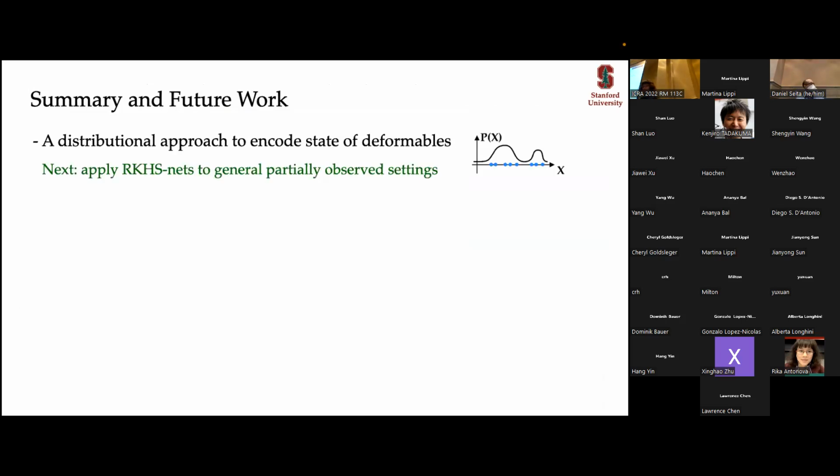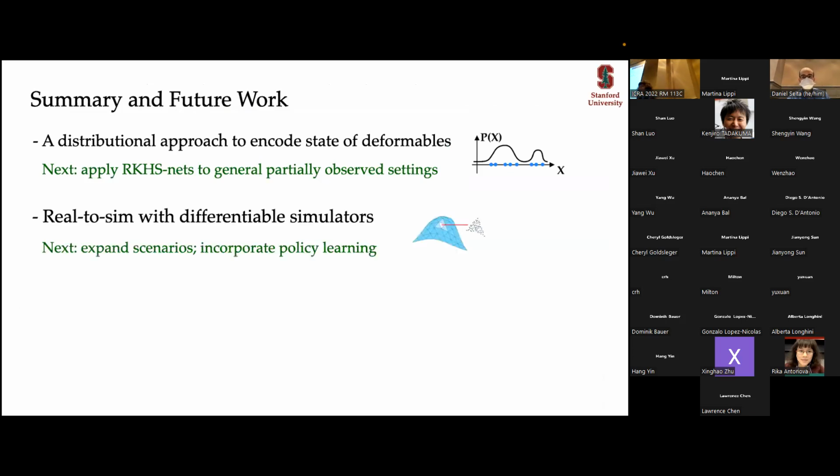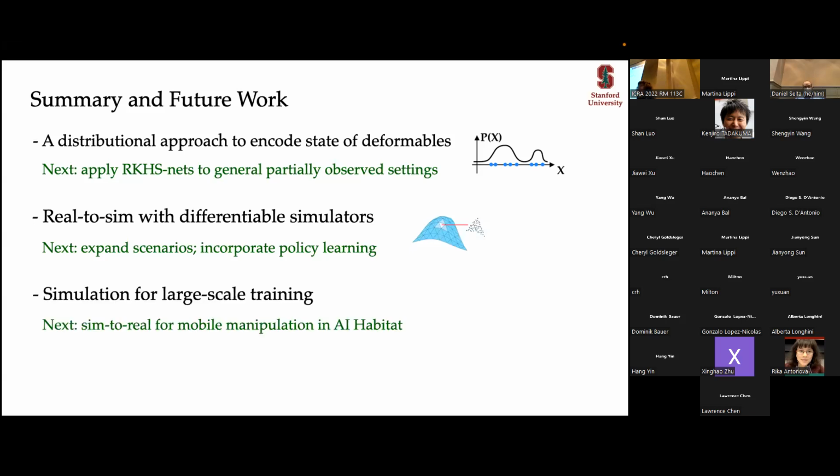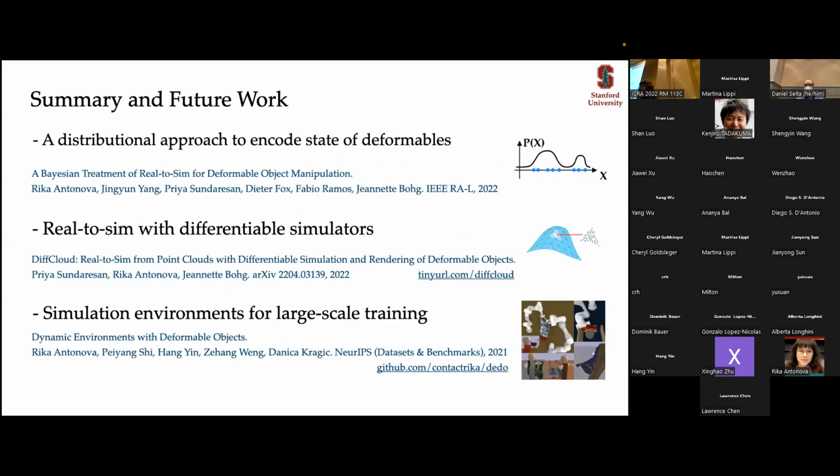All right, so to summarize, I've talked about first the distributional approach to encode the state of the deformables. And next, we would want to apply this to more general problems with partially observed settings, not necessarily focusing only on deformables. Then I talked about real to sim and that we can do this with differentiable simulators. And that there are some to-dos in the community, even though there's interest. And also I talked about our work on large-scale training for interacting with people from other communities, but also bringing this to a more mobile manipulation setting, a whole room scenario as opposed to a tabletop scenario. And these are the pointers to the work that I mentioned, and I would love questions from you.